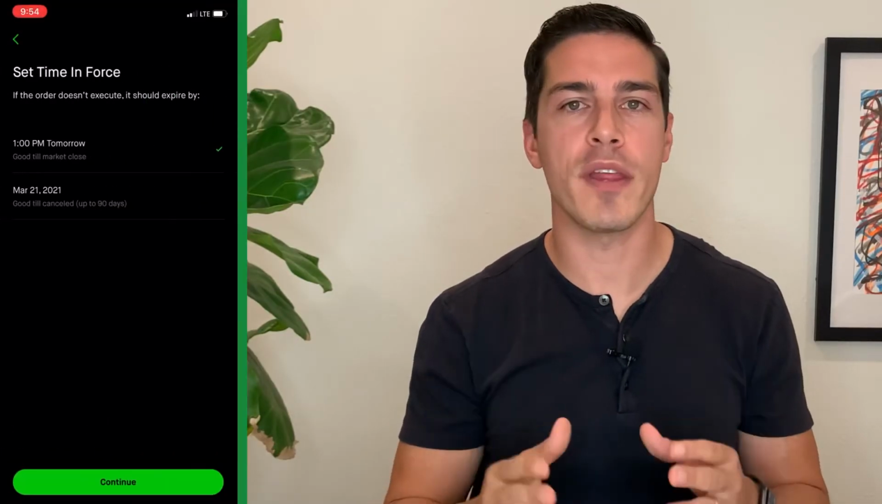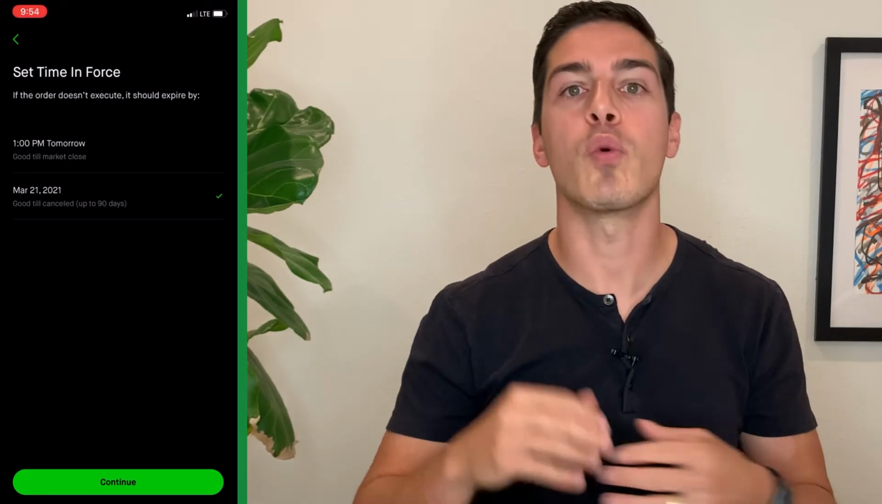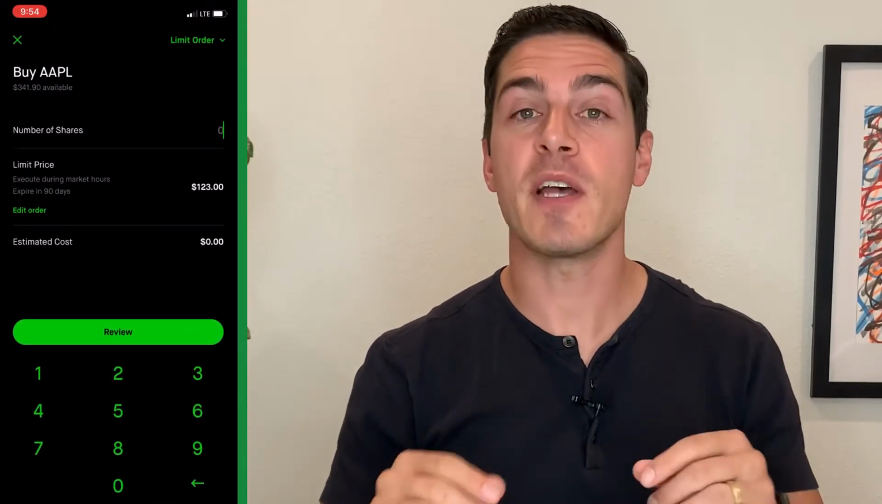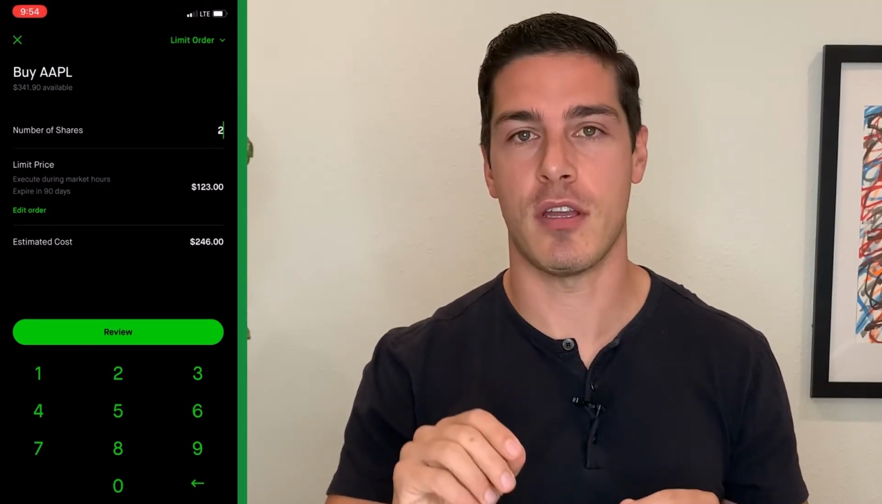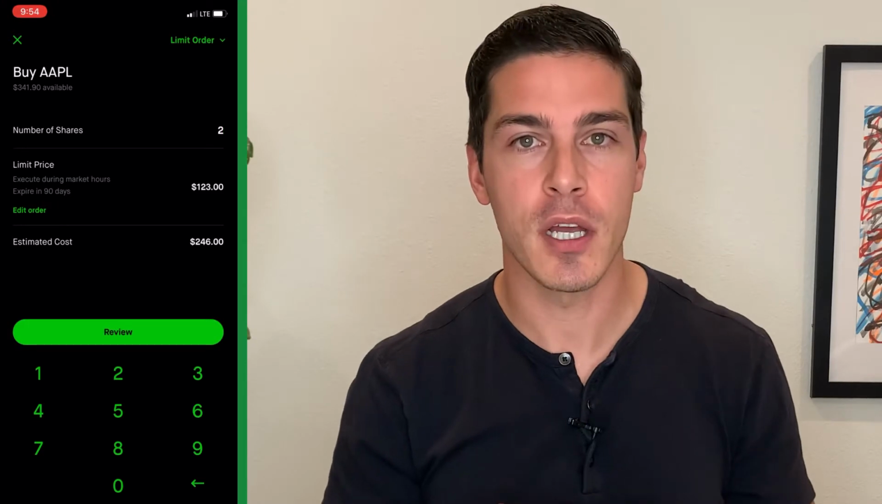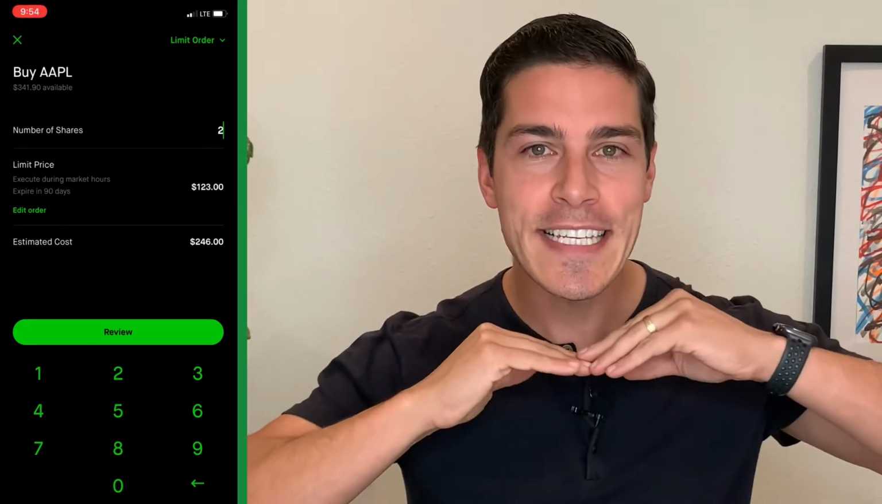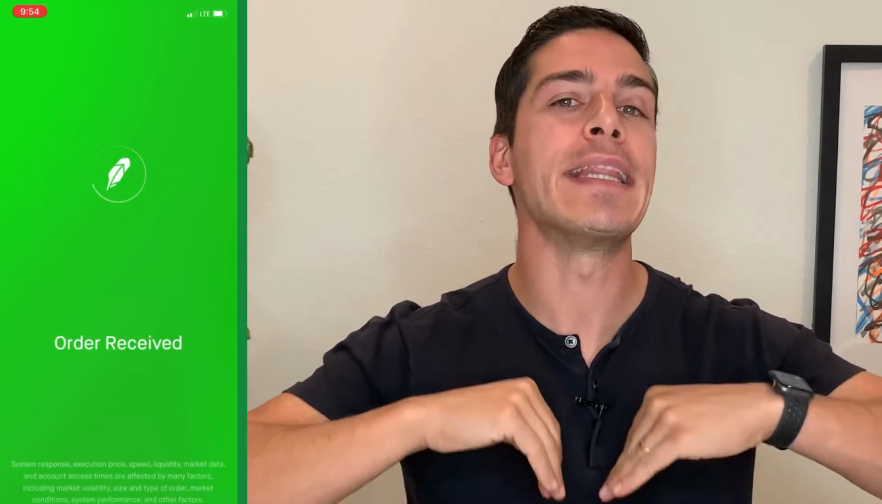On the next page, you'll choose when this order will expire, and you have the option between within that day or within 90 days. It will then ask for the amount of shares that you want to purchase. The best part is on this screen, when you look at the estimated cost, that is the most that you will pay for your purchase. Because remember, with a buy limit order, you are saying this is the max dollar amount I'm willing to pay for this stock, but I will pay less.